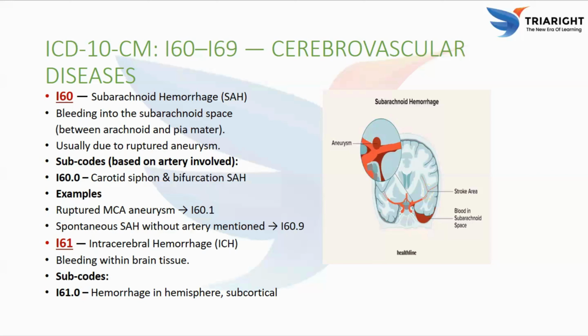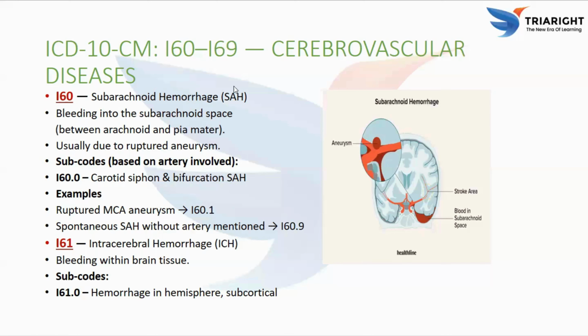I60.0 is carotid siphon and bifurcation SAH. What are the common examples? A ruptured MCA aneurysm. Whenever a ruptured MCA aneurysm is diagnosed, you assign the code I60.1, because MCA has its own code range. For spontaneous subarachnoid hemorrhage with no artery specified, you assign the code I60.9. Always use .9 when the documentation doesn't specify the vessel.